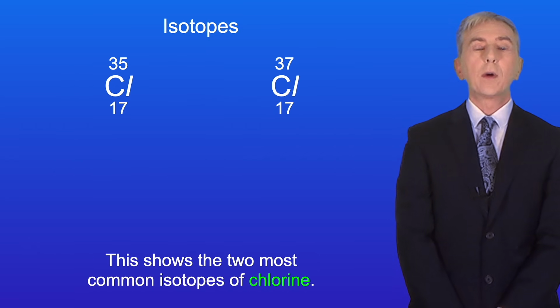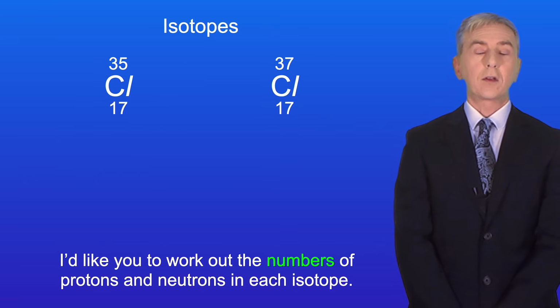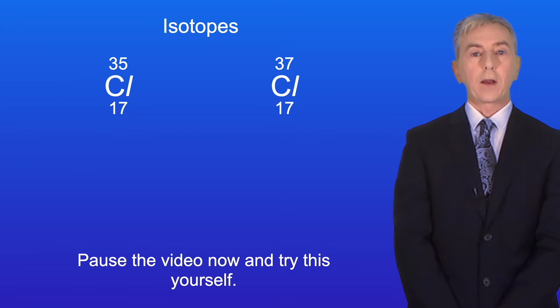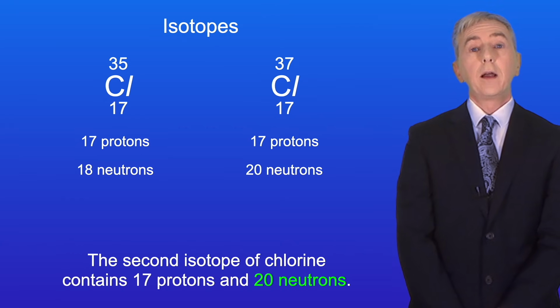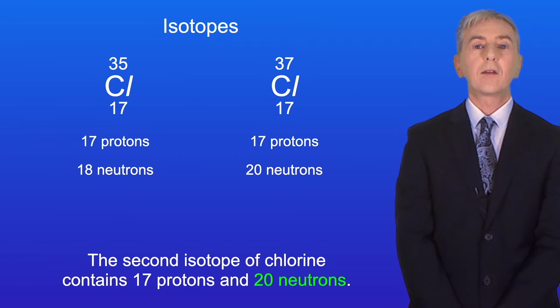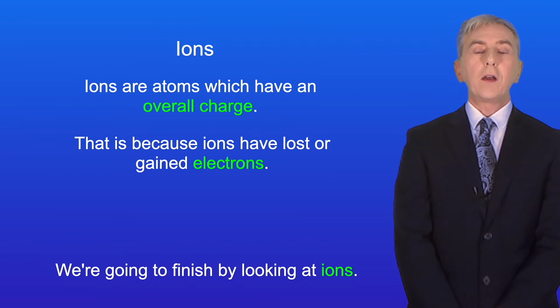This shows the 2 most common isotopes of chlorine. I'd like you to work out the numbers of protons and neutrons in each isotope, so pause the video now and try this yourself. Okay, the first isotope of chlorine contains 17 protons and 18 neutrons, and the second isotope of chlorine contains 17 protons and 20 neutrons.